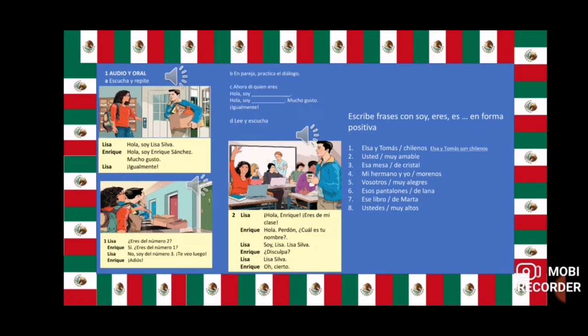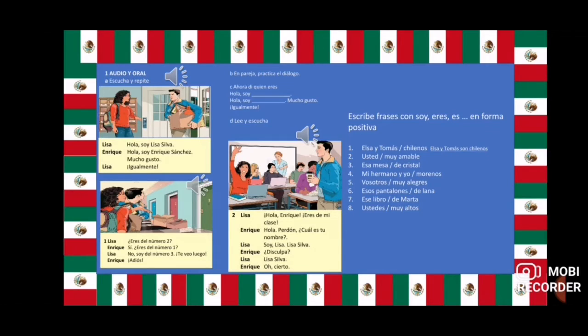Okay, now we have the last activity. It says, escribe frases con soy, eres, es, etc. en forma positiva. Write phrases with soy, eres, es, etc. in positive way. Okay, we have number 1. Elsa y Tomás, chilenos. Okay, so now you are going to use the verb ser, but Elsa y Tomás are equivalent in the subject pronouns to ellos, right? So that means that the conjugation is son. Elsa y Tomás son chilenos.